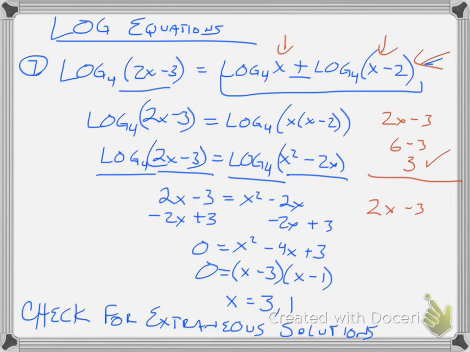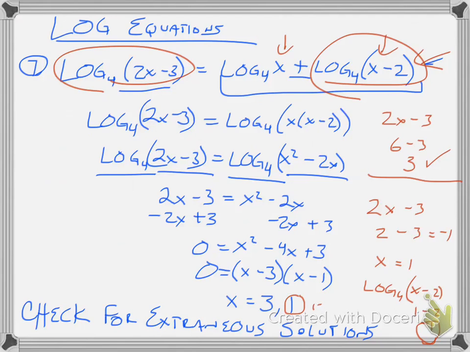When I plug in the 1 though, when I plug it into the 2x minus 3, that's going to be 2 times 1 minus 3, which is negative 1. That doesn't work. The second log is okay, log base 4 of x, because that would just be log of 1. But the last one, log base 4 of x minus 2, would be 1 minus 2, which is negative 1, and that doesn't work. So it doesn't work for those two, which means the 1 is extraneous. So my only solution is going to be x equals 3.